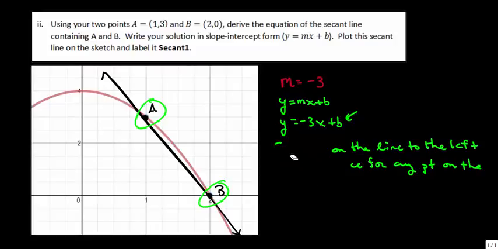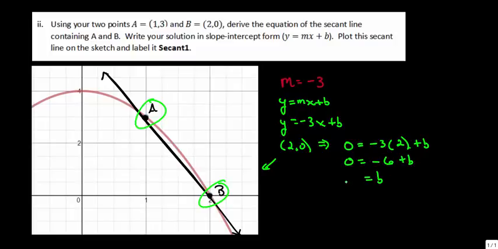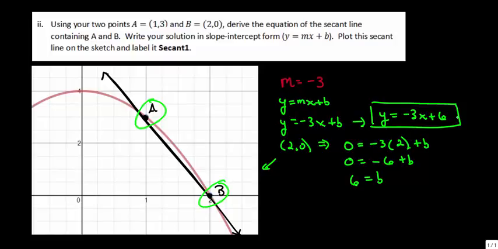Okay, so let's get some room here so we can write this guy out. Since both these guys make it balance, if I pick one, let's say this guy down here, (2, 0), well then this equation should balance, which means if y is 0 and x is 2, then this thing has got to stay equal. So 0 is equal to negative 6 plus b, or b equals positive 6. So that gives us a final equation of y equals negative 3x plus 6.